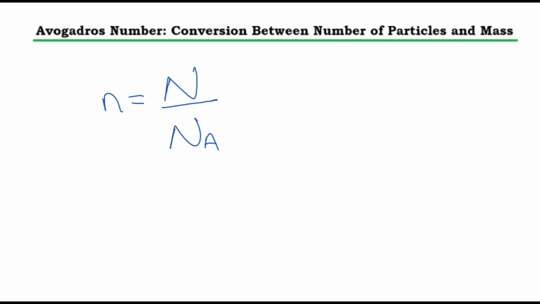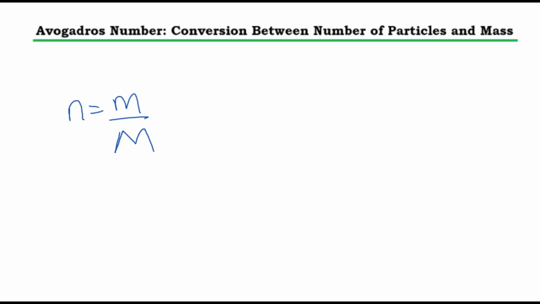So now let's look at how we can convert number of particles to mass. We need to remember that number of moles can be determined by two formulae, which are number of moles is equal to mass over molar mass, and number of moles is equal to the number of particles over the Avogadro's number. So if we look carefully, the number of moles is the bridge.